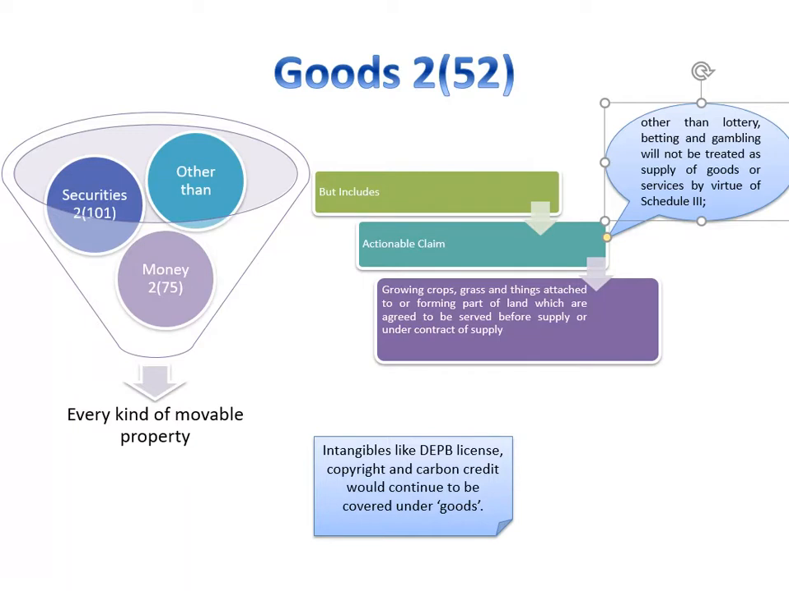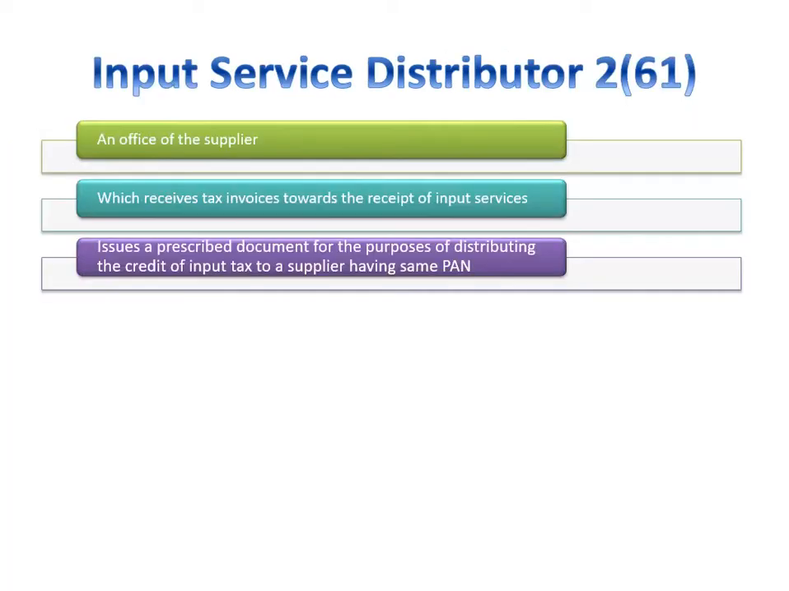वो तो हम consider ही नहीं करेंगे. Now, intangible supplies like DEPB license, copyright and carbon credit would be covered as a part of goods for the purpose of this definition.